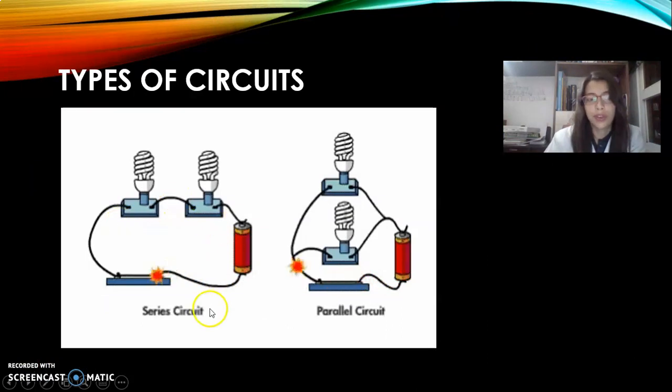We have two types of circuits, series circuits and parallel circuits. Here we can see the difference. In the series circuit, the energy flows in only one line, and one energy source depends on the other one to get energy and work. But in the parallel circuit, the energy flows in independent paths. That means that one resource doesn't need the other one to get energy and work independently.